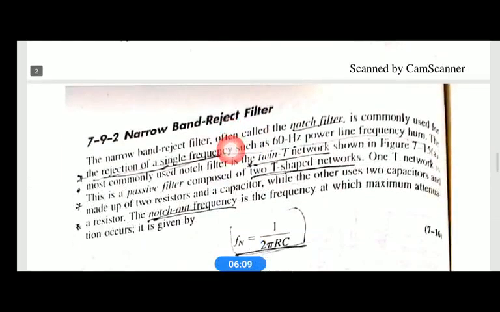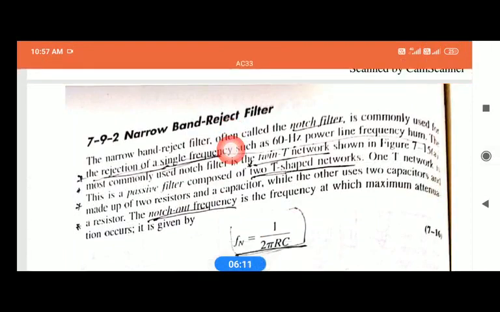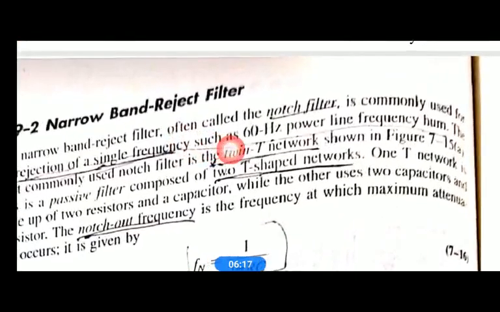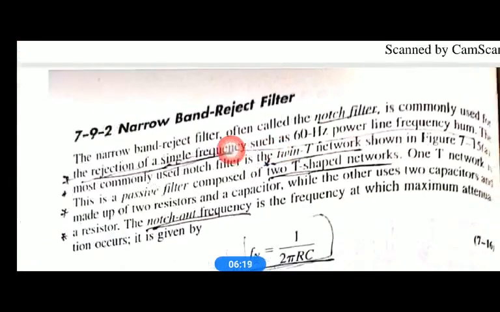Okay, so next is our narrow band reject filter, which we call a notch filter also, because it rejects a signal only at a particular frequency.